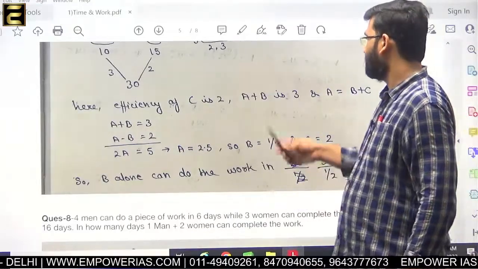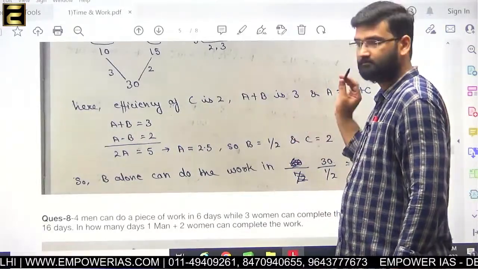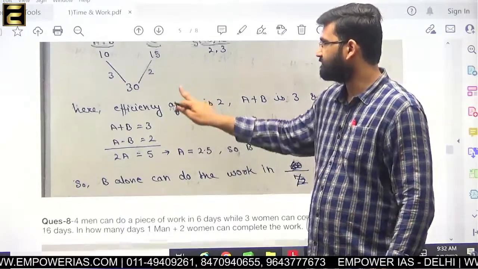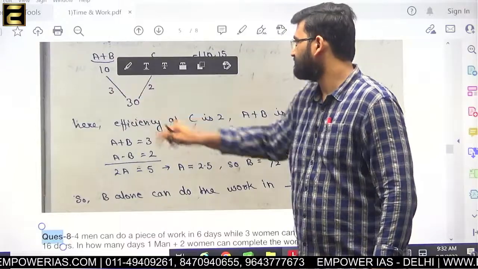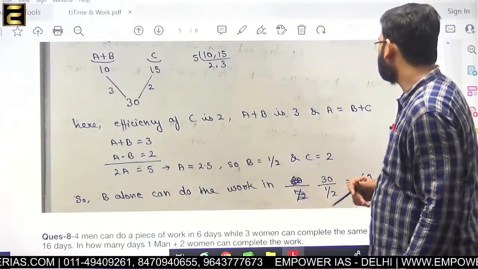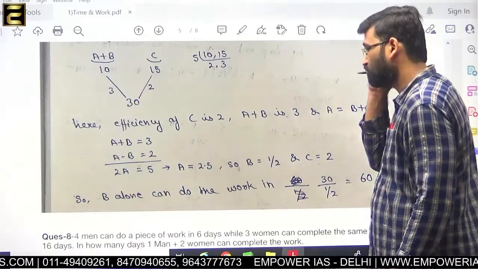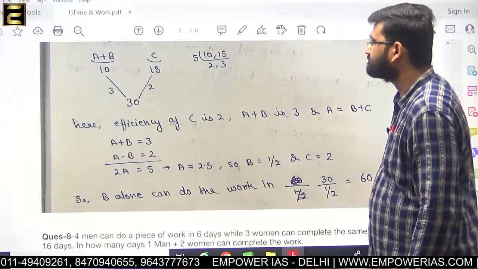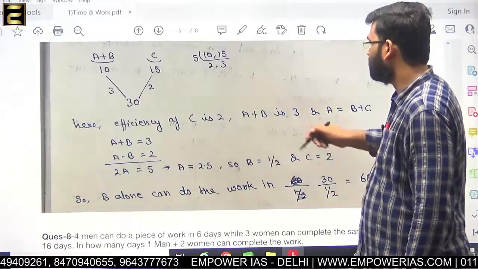Now see here, A plus B is 3. A plus B is 3, we have calculated here. A plus B is 3. Now A minus B is 2. How does it come? I am telling you how it comes.